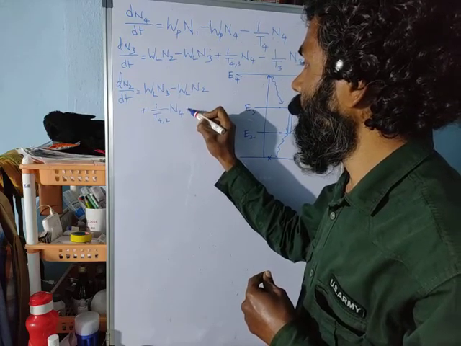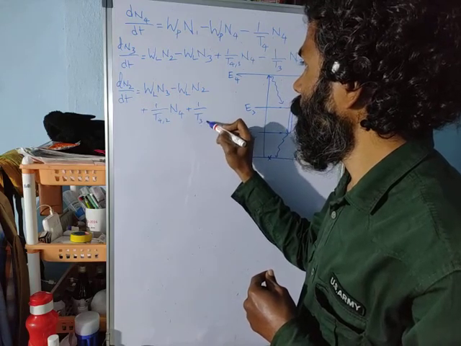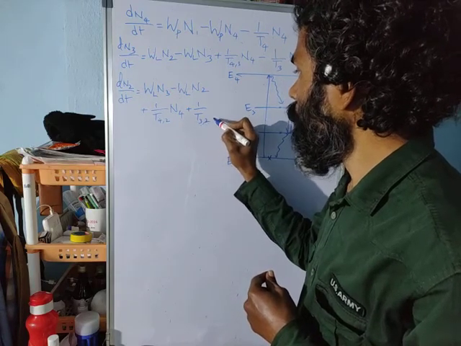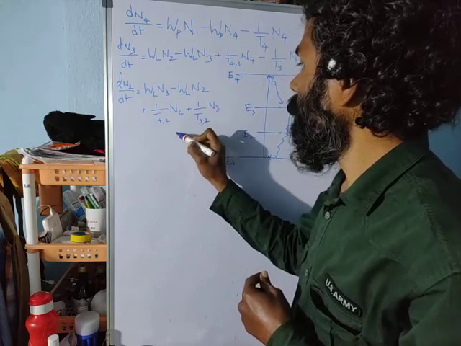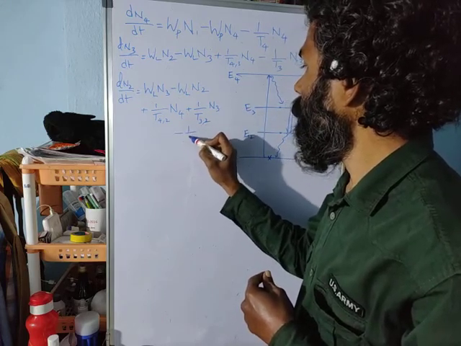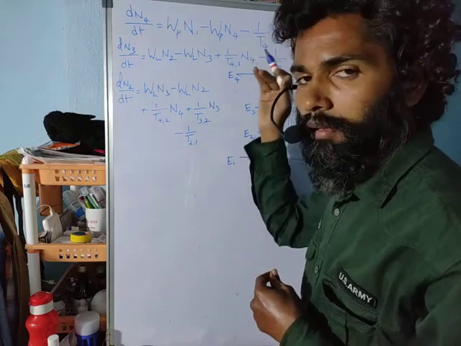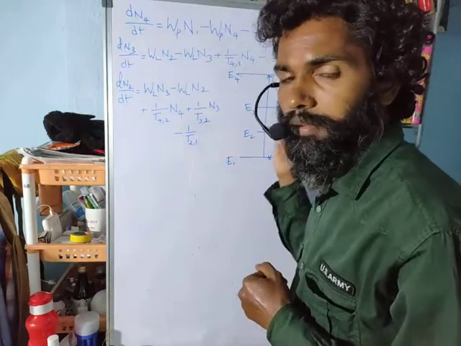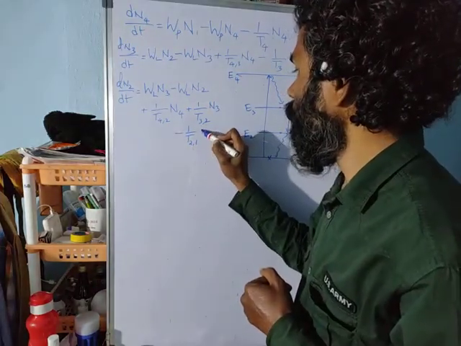And again we can have 1 by T32, and it's proportional to N3, and we can also have decay of this N2 by transition from level number 2 to level number 1. So this is 1 by T21 here, and it's proportional to N2.